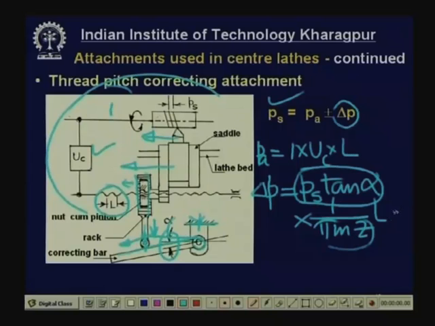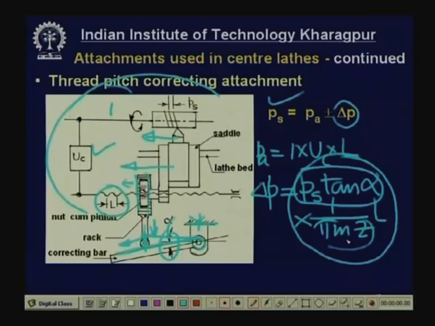So, this will be multiplied by L. So, this is the total amount of movement of this nut because of rotation of the pinion by linear movement of the rack due to its movement along an inclined path.